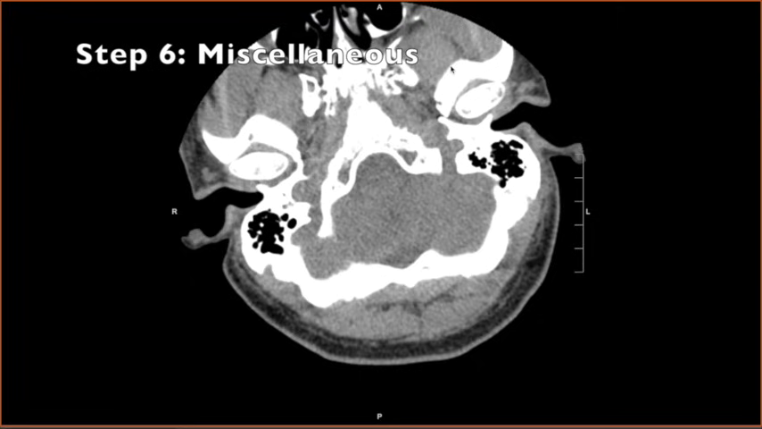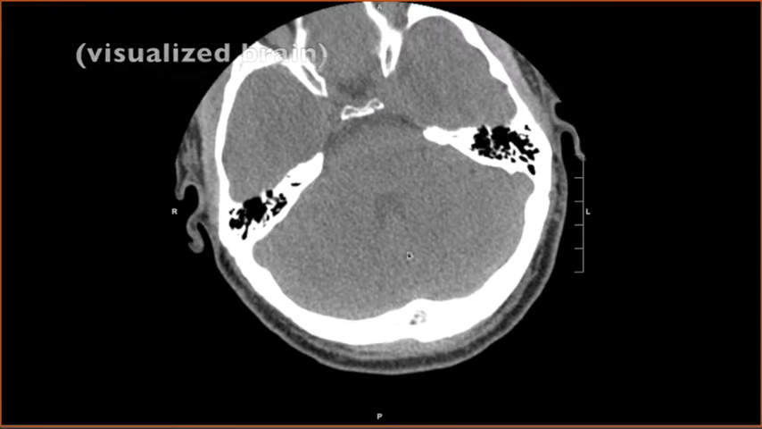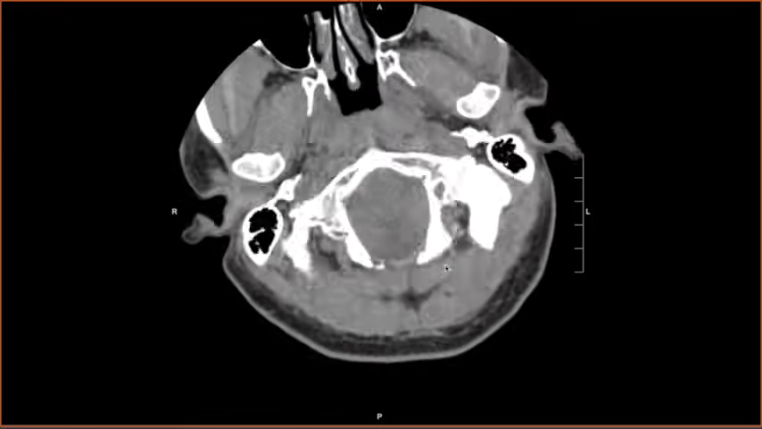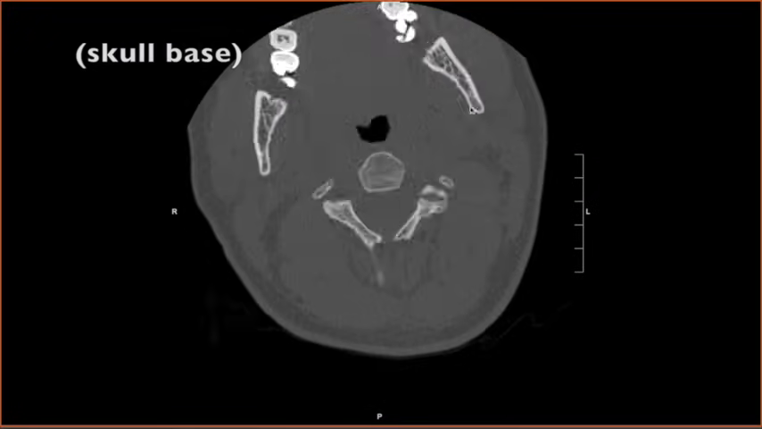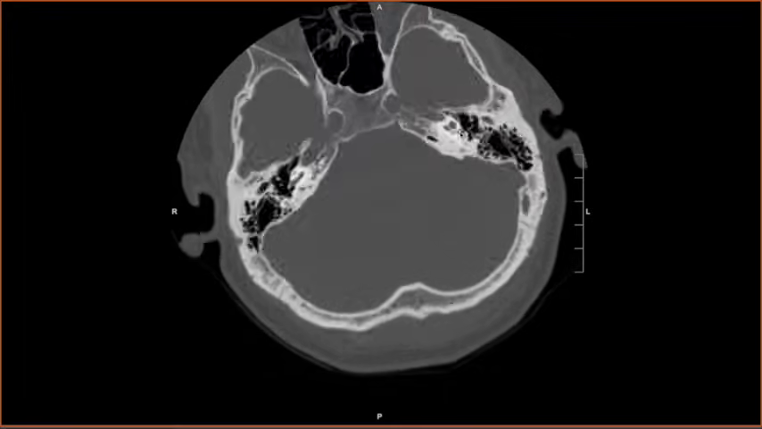Lastly, you want to look for miscellaneous things that aren't part of the spine that are on this film. For example, you want to look at the visualized brain. I've seen cases before where there's blood in the fourth ventricle and it's just a C-spine CT. You need to look at the brain to make sure you don't miss anything big. You need to look at the skull base, as we would normally look at a head CT skull base on bone windows.